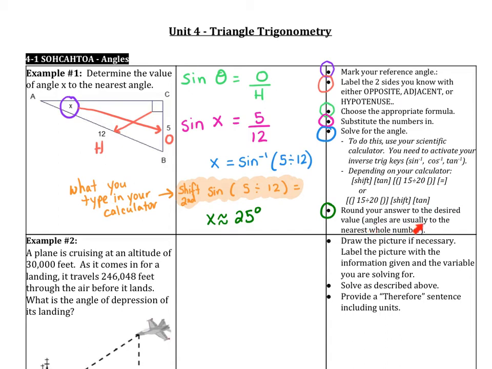Usually angles are rounded to the nearest whole number. So again, if you try this in your calculator and you get an error, try doing the bracket 5 divided by 12, bracket equals first, and then do the shift sine.